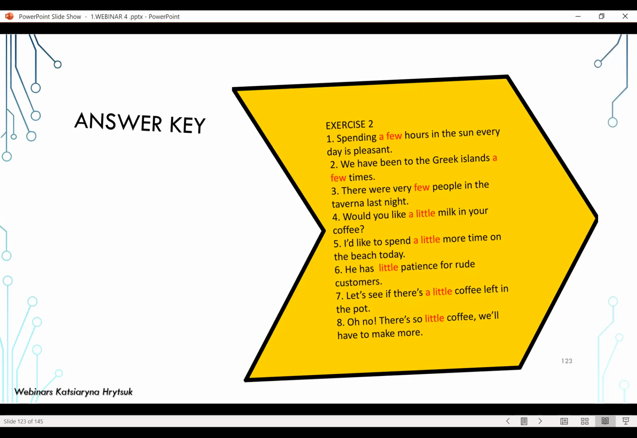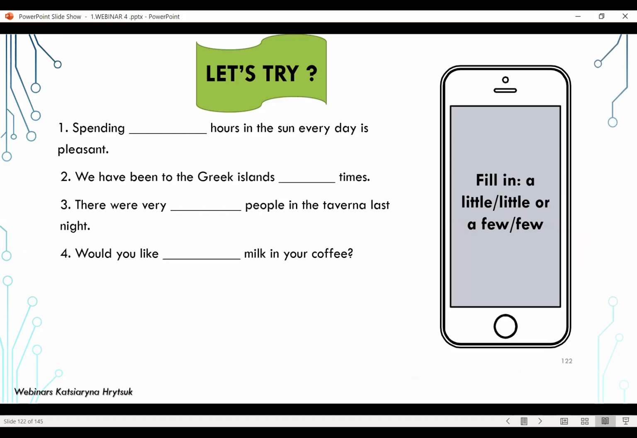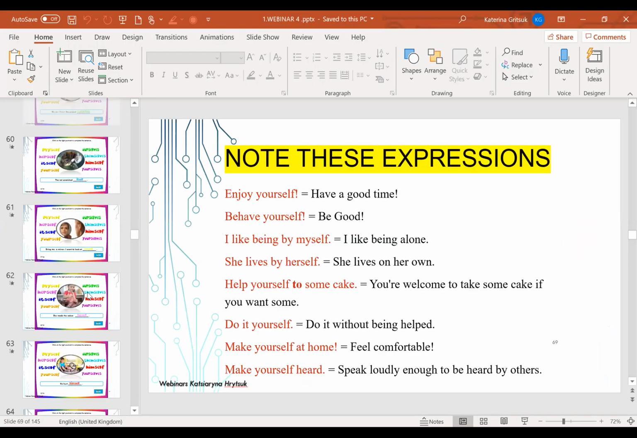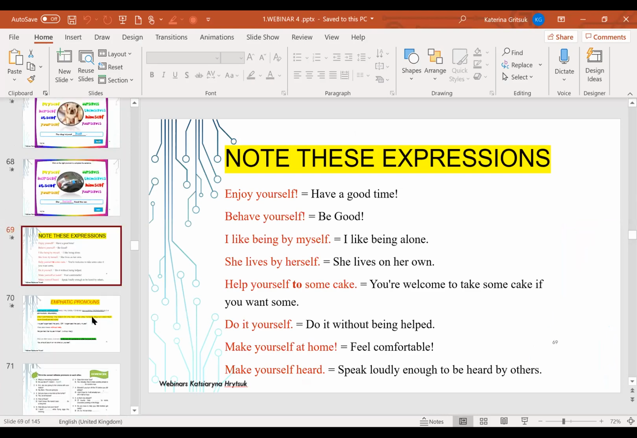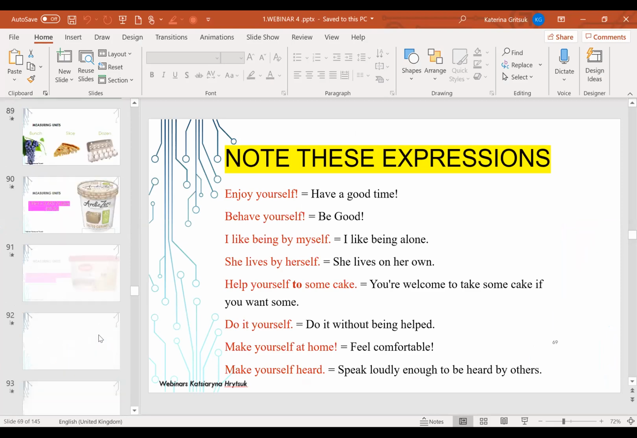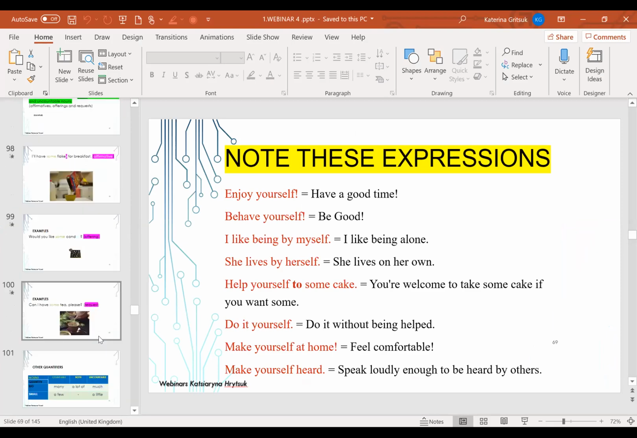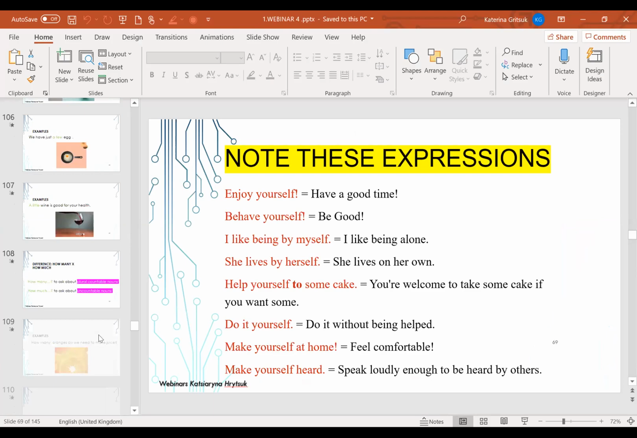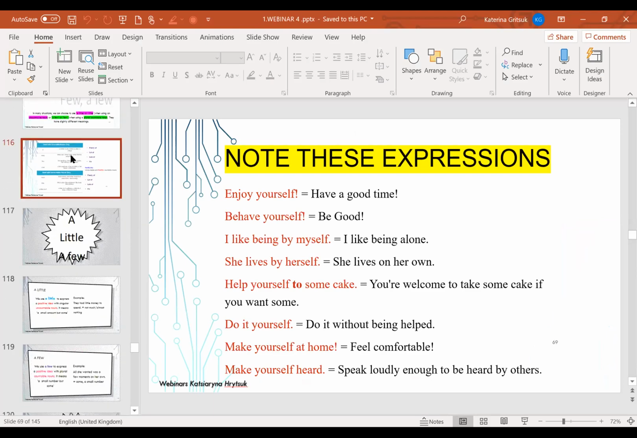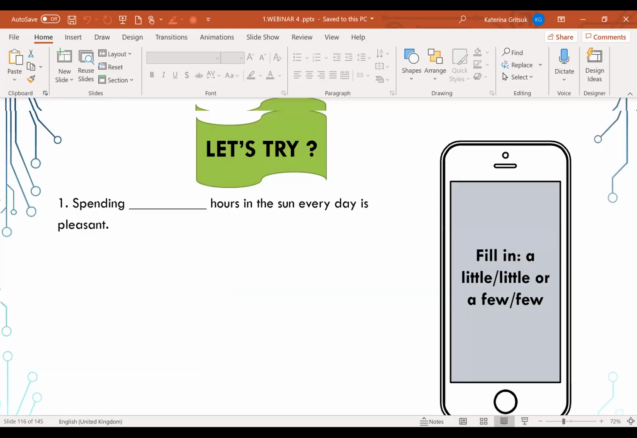A few hours, a few times, few people, a little milk, a little more time, little patience, a little coffee, and little coffee. Before moving to this part, I would like to show you the summary, the summary which I made for these quantifiers. I was doing the table for these quantifiers.